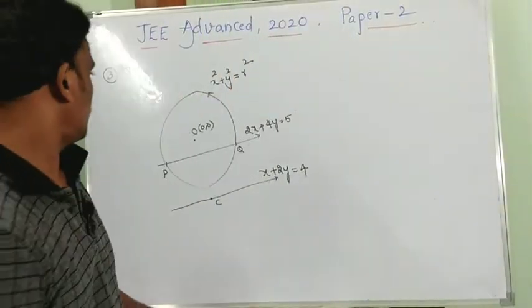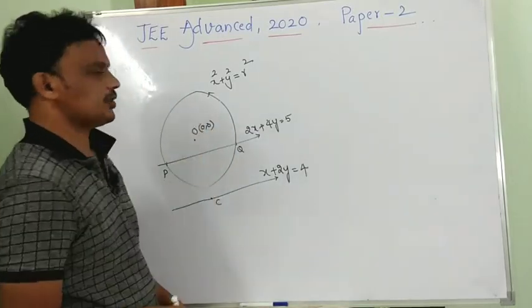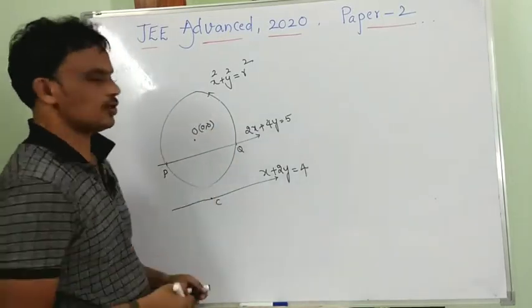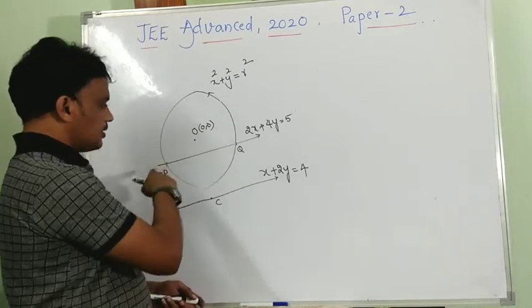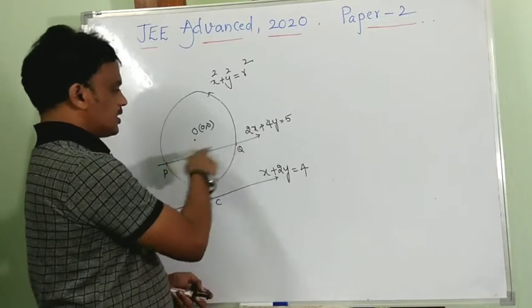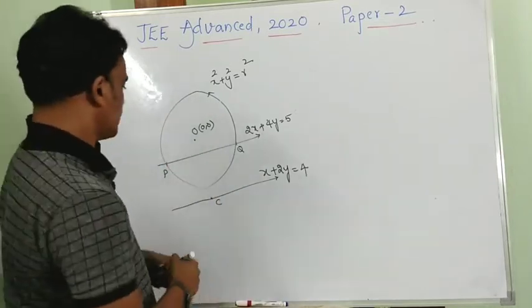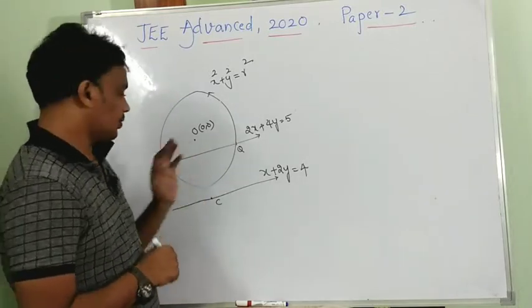Coming to the third question. They are given a circle x square plus y square equals r square whose center is 0, 0, and PQ is a chord. The equation of the chord is 3x plus 4y equals 5. So this is the given information, and one more condition is given.